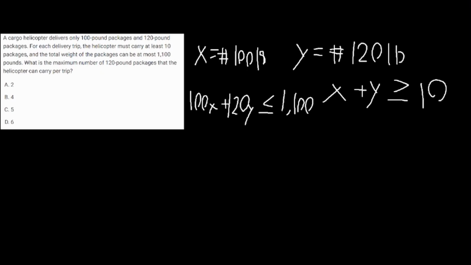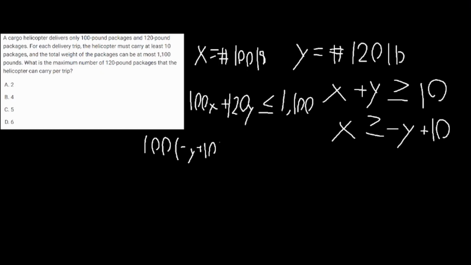Now, since we're trying to find what y is, I'm going to solve for x in our first inequality so we can then substitute it back in. So we will get x is greater than or equal to negative y plus 10. Now, what I am then going to do is plug that into our second inequality. So we will get 100 times (negative y plus 10) plus 120y is less than or equal to 1,100.